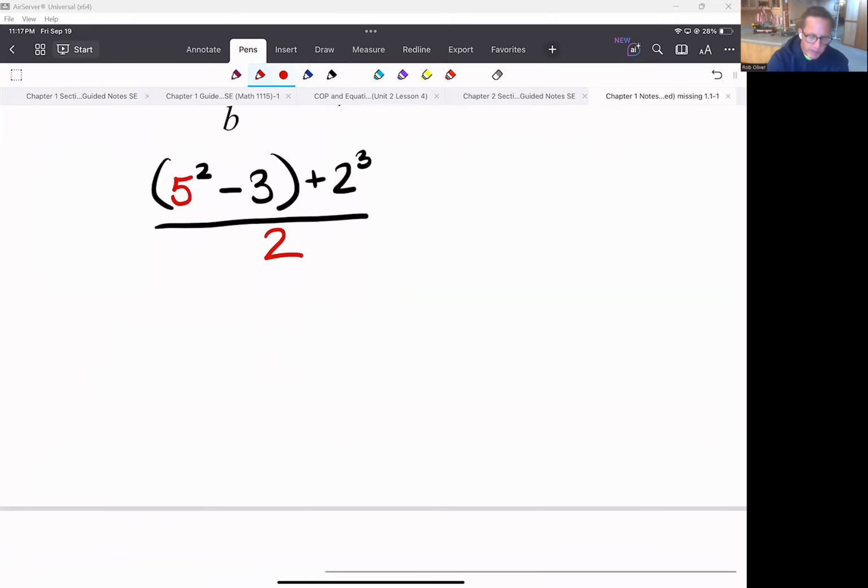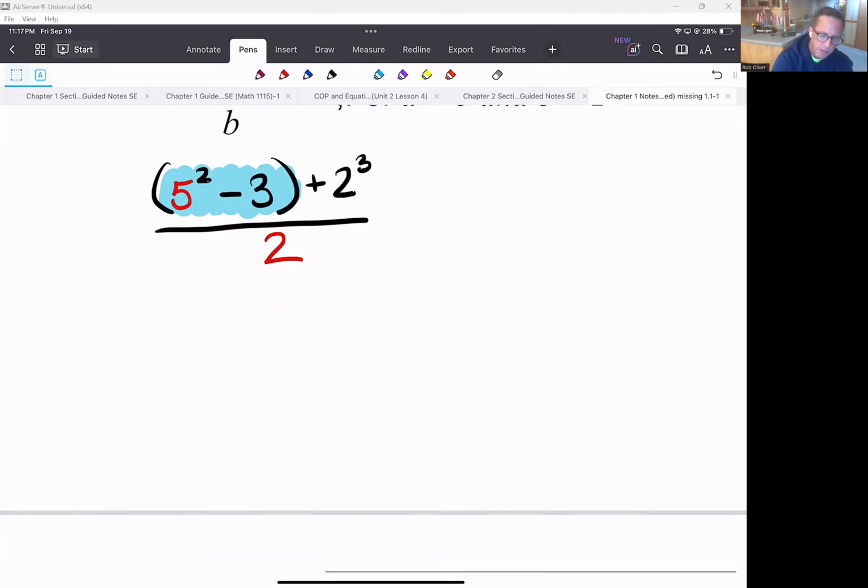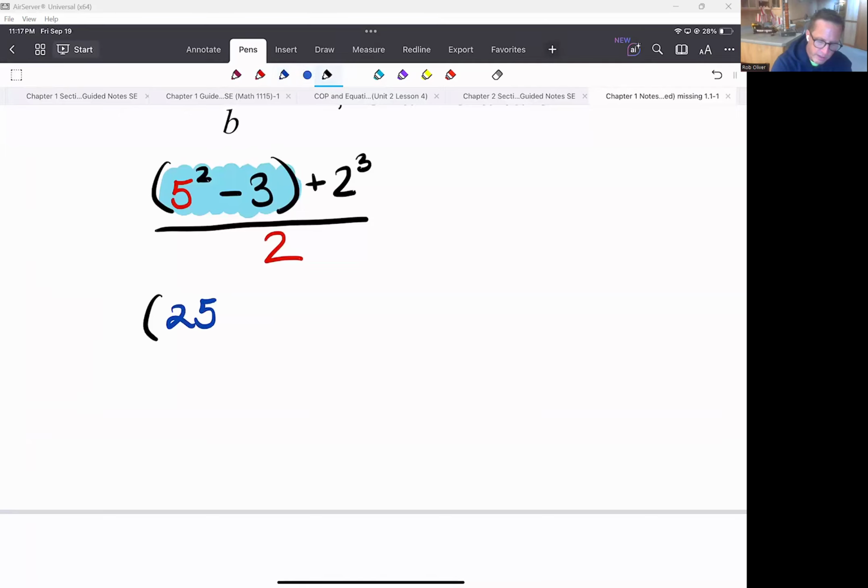All right, so 5 squared is actually... let me just make sure I'm explaining this. We're going to take care of the parentheses first at this point. All right, and so 5 squared is 25. So 25, and just doing my slow and steady thing here. Actually, we could also do this. I can do this while I'm writing it all out.